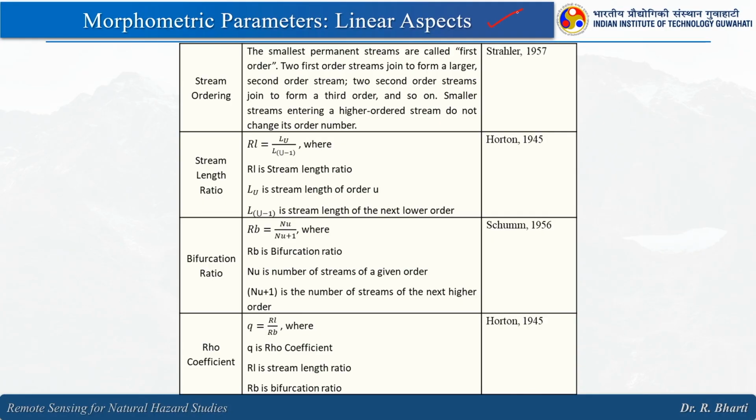Some of the linear aspects I have listed here: stream ordering, and all the details are given. I will not go into detail, but I will just show you so that if you require, you can refer to these methods, and I have written the authors' names also. This is a compiled work, a compilation of all the different indices available for morphometric analysis, right.